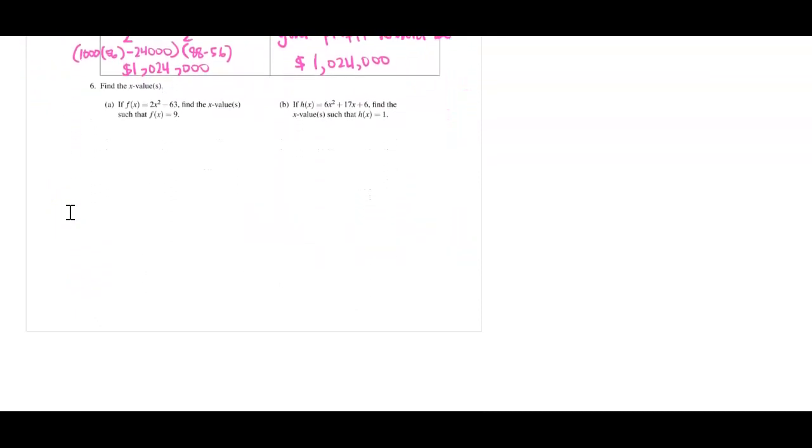Okay, and then let's look at number 6 also, just to make sure, if we have something like this, you'll know what to do. So we're given this function, right? f of x equals 2x squared minus 63, and it wants us to find the x values. So you're really trying to solve it for x, but they want you to solve it for x when f of x equals 9.